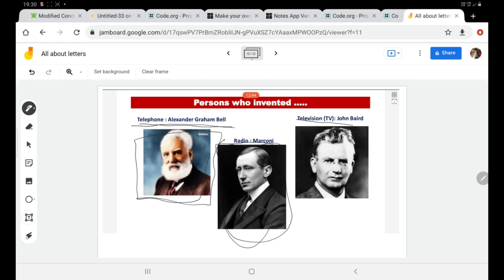And then the television, on which we can see and entertain ourselves. John Barrett invented the TV.